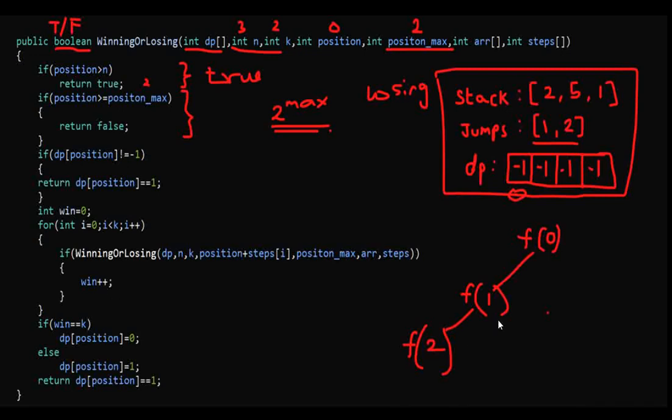Okay, so now f of 1 again makes a recursive call. So we'll pass f of 1 plus steps of 1. So steps of 1 is 2, so f of 1 plus 2, which is f of 3. Right. So again 3 is greater than or equal to 2, so we again return false, and again win will not be incremented. So we come out of this loop, and now win is equal to 0 for this case.